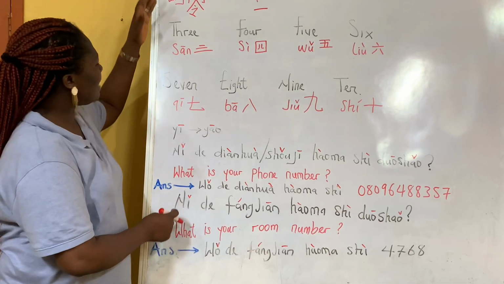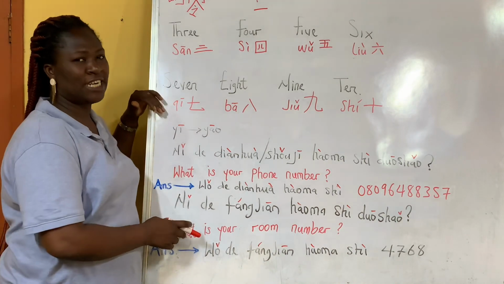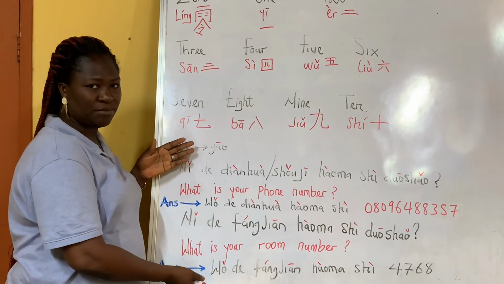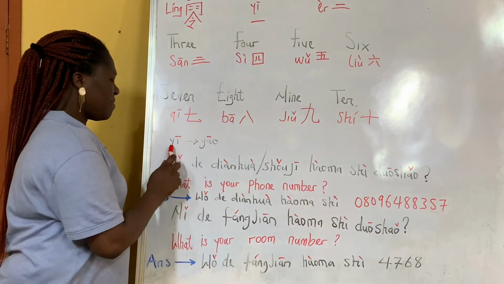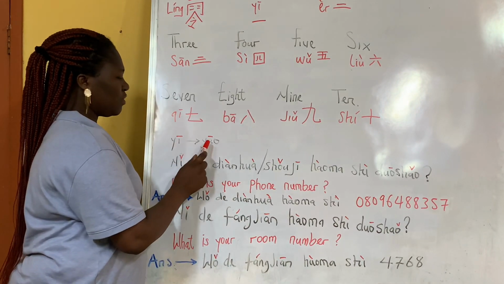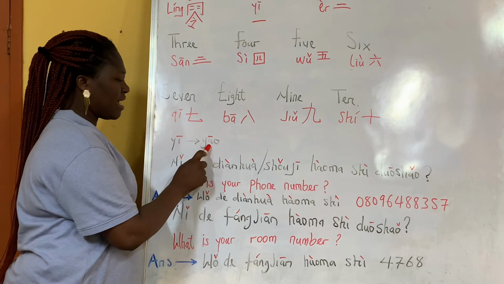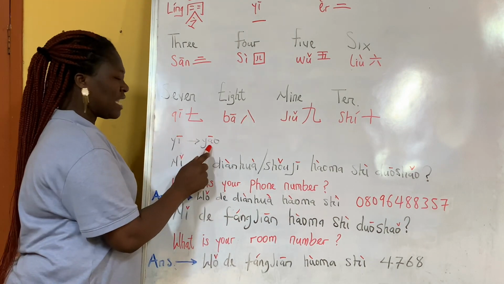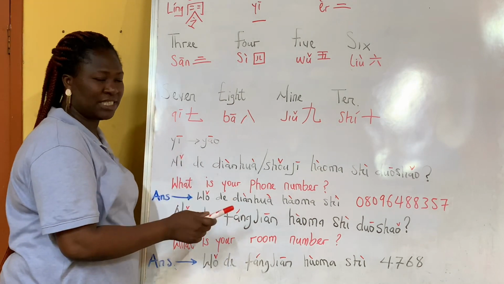Okay, so now we already know how to say 1 to 10. So let's know how to use it in a sentence. Very simple. Remember we said yi is the same thing as what? Yao. So yi means 1, yao also means 1. Most Chinese people, when they're calling phone numbers, use yao instead of yi, but that all means the same.